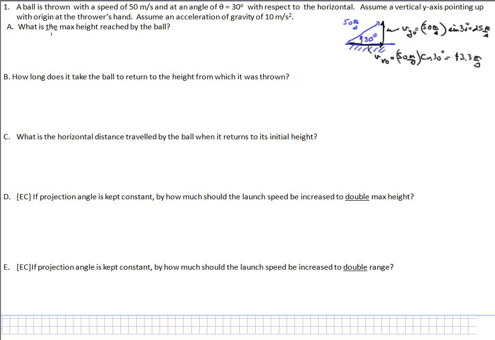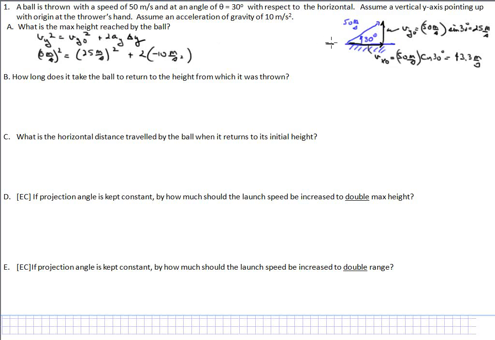And so to figure out what the max height reached is, the easiest way to do this is to use the kinematic equation without time in the y direction. So that is this equation right here. And I'm going to take the apex as the end condition, and so at the apex the Vy is 0. 0 meters per second squared is equal to 25 meters per second squared plus 2 times acceleration of gravity, using easy numbers, 10 meters per second squared, negative because it's down.